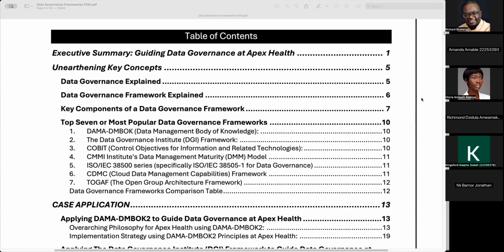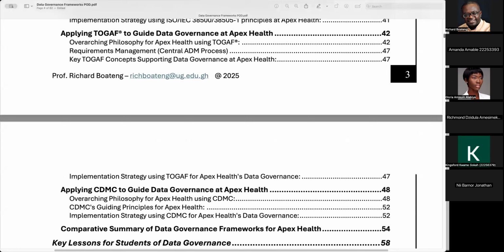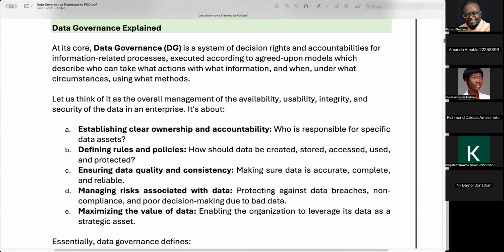Diving right in, the source material starts, logically, by asking, what is data governance and why does it matter? And it defines it, at its core, as a system of decision rights and accountabilities for information-related processes. Right. And it's maybe less like a rigid rule book and more like establishing the fundamental principles and the organizational structure for how data gets managed. Okay. It's the overall system ensuring data availability, usability, integrity, and security. Crucially, across the entire organization.